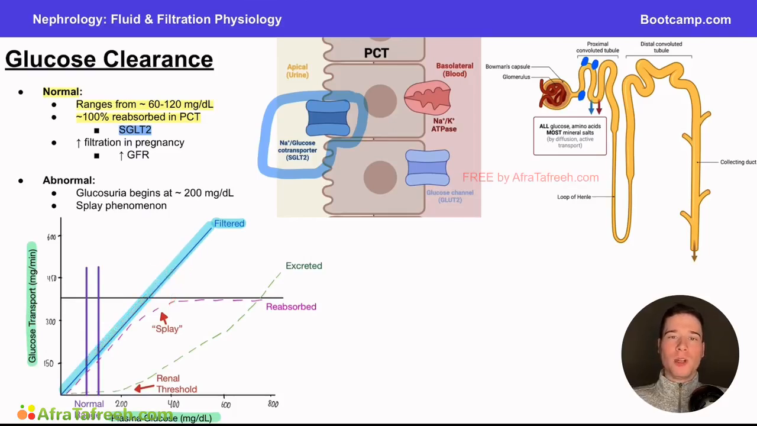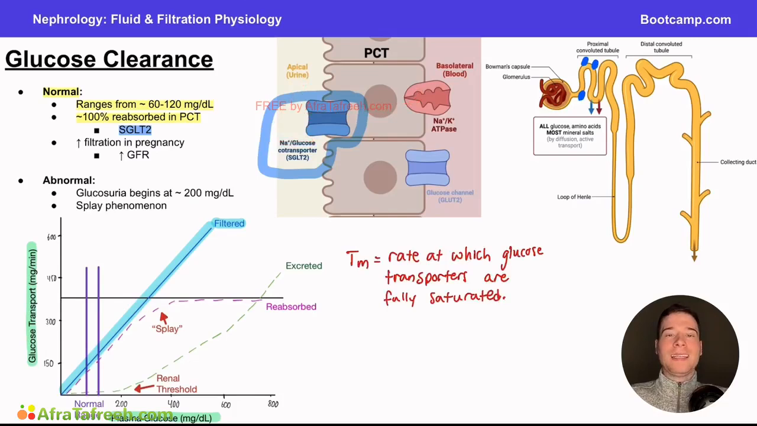And the reason is because there's a principle or a value at which we can't bring the glucose molecules across at a faster rate. These transporters can actually get saturated. We can only bring so much glucose across at once, and the value at which this happens is called T of M. And the T of M is the rate at which the transporters are saturated. We can't bring back more glucose.